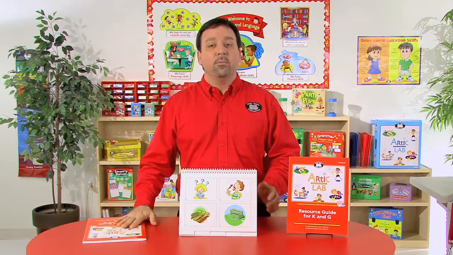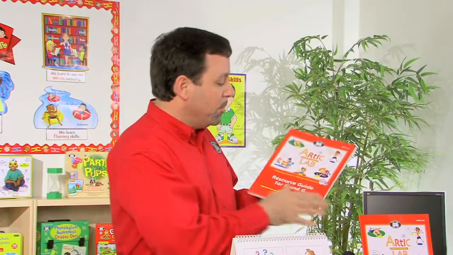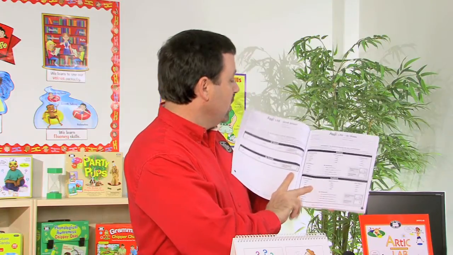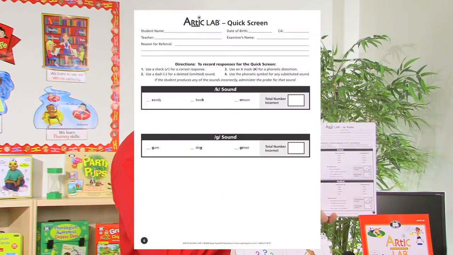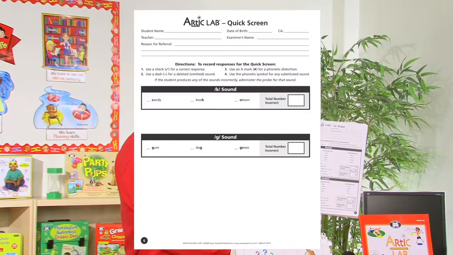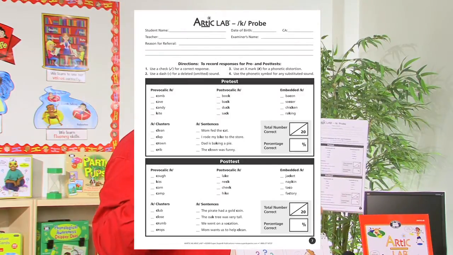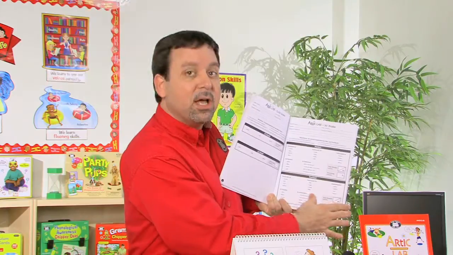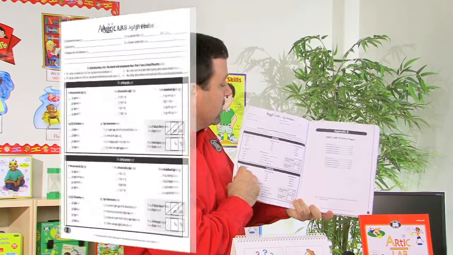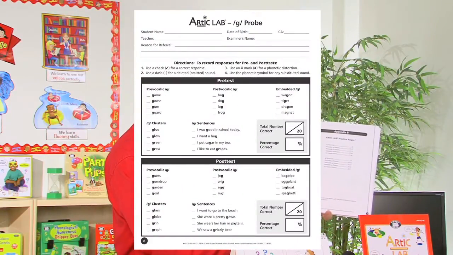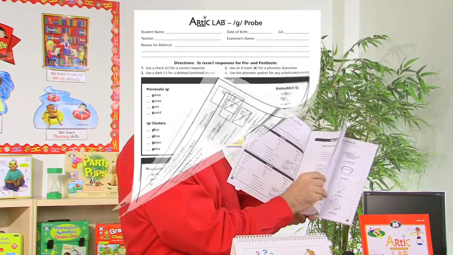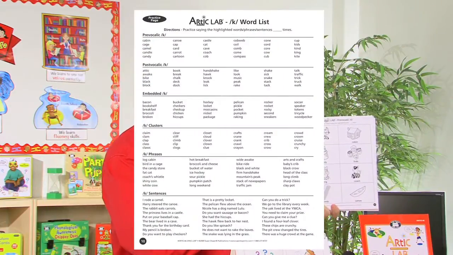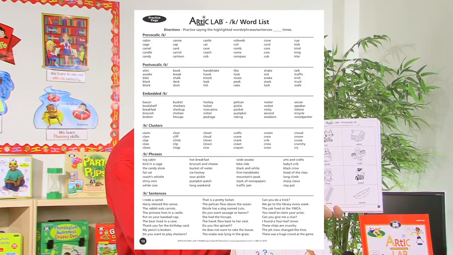So what about the resource guide? Opening up the book, you'll notice that we're going to have a quick screen page, and we're also going to have our probe pages. This is where we can actually target those sounds and identify correct or incorrect production of those targeted sounds. This one's for the K, and of course this page will be for our G. Continuing on, you'll see that each section that we're targeting is going to have a word list.